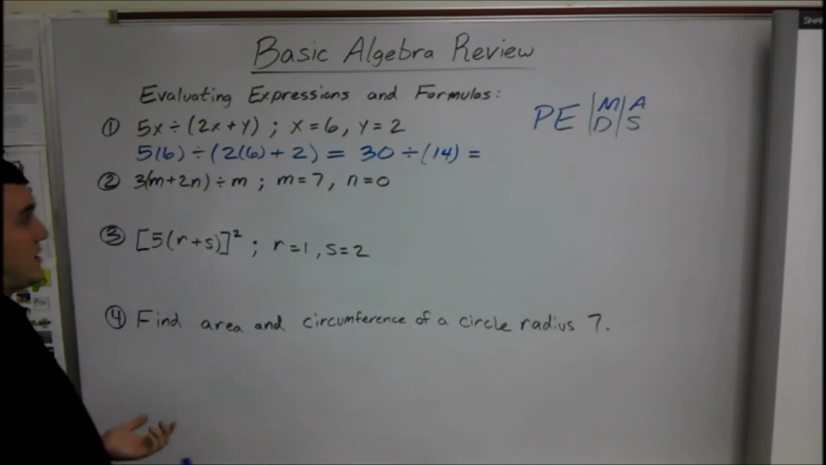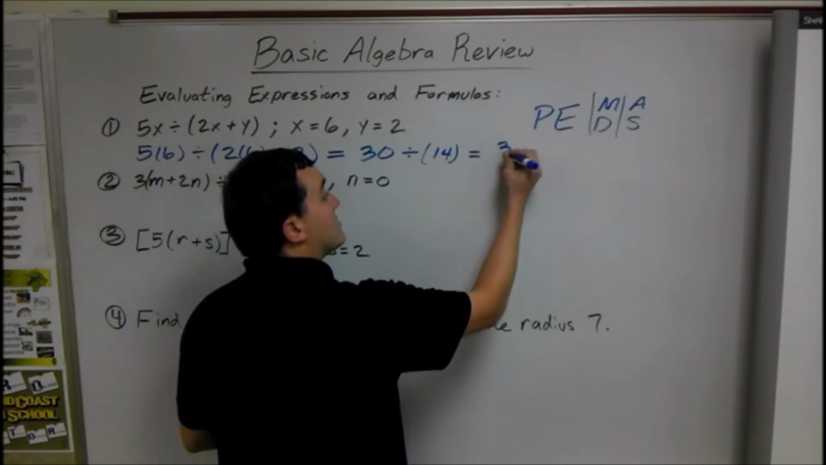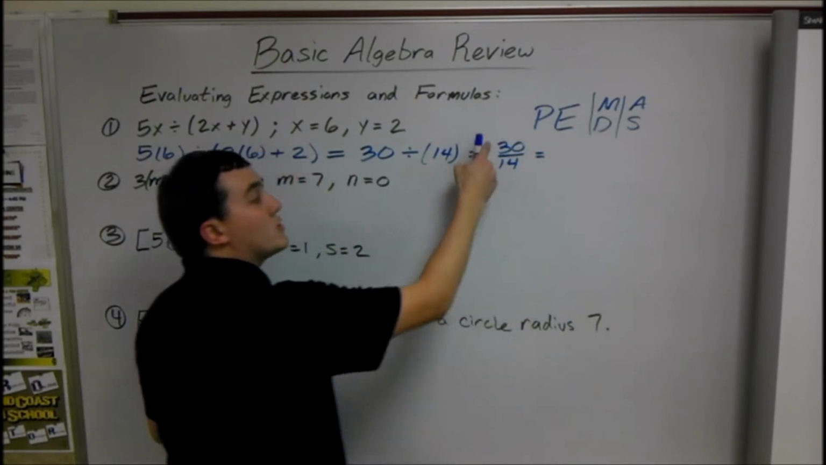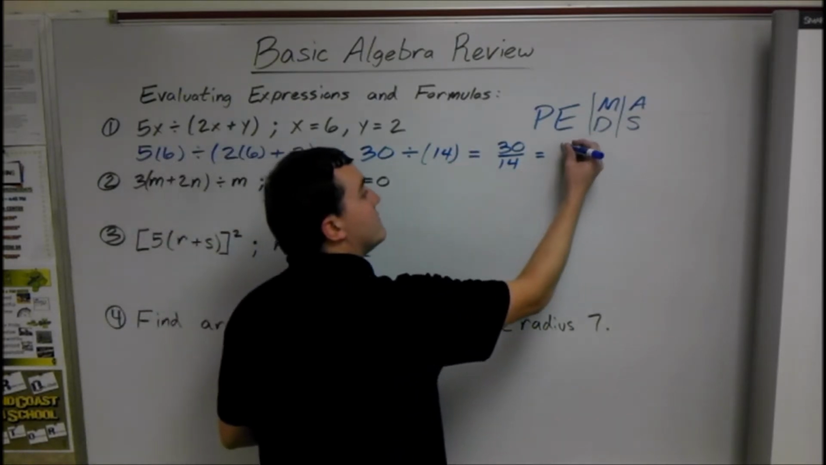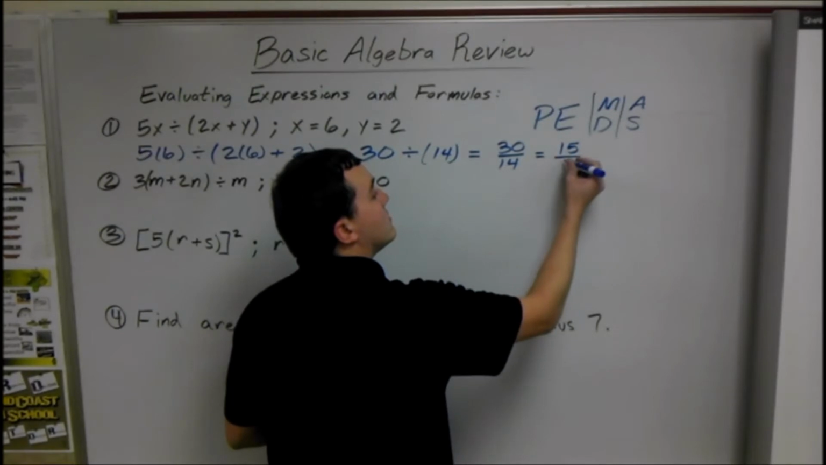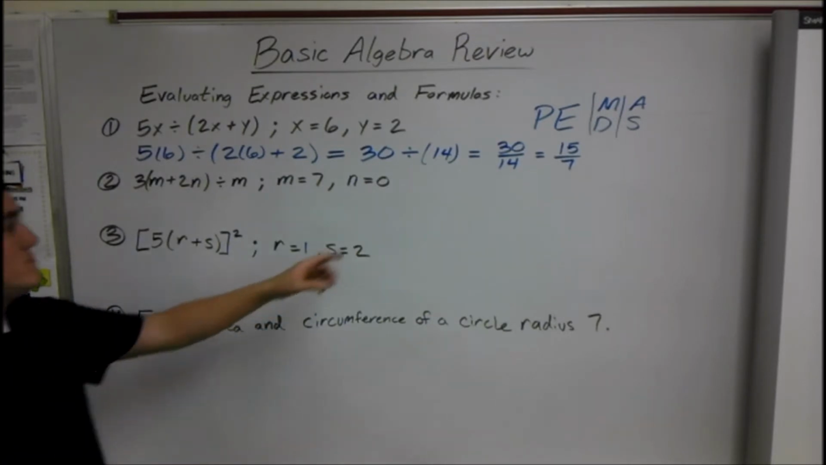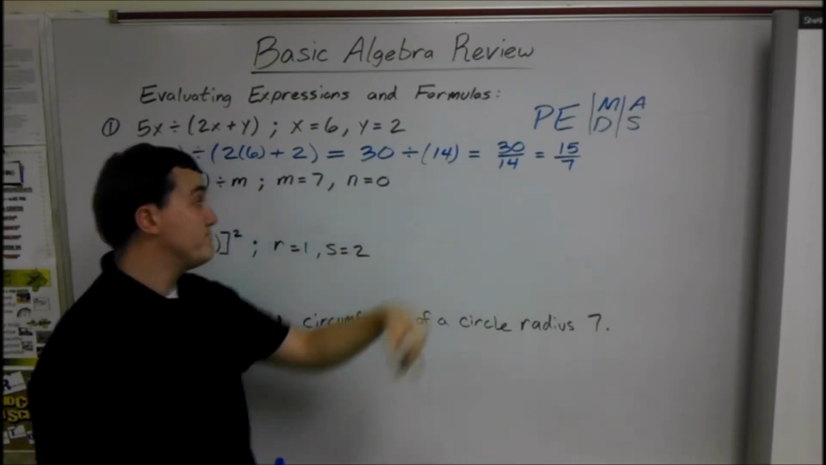30 divided by 14, we can rewrite as this, 30 over 14, and reduce this. Divide by 2, divided by 2, we would get 15 over 7. So that's that one. This division symbol is the same as the division bar, or fraction.